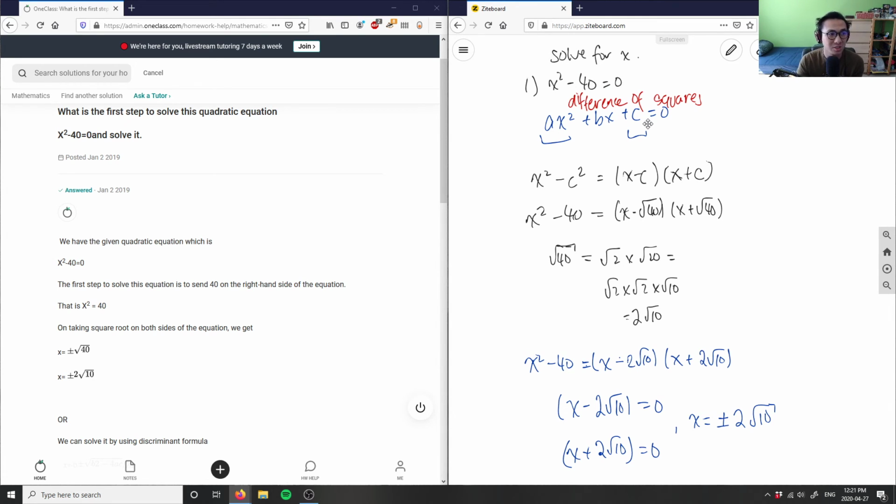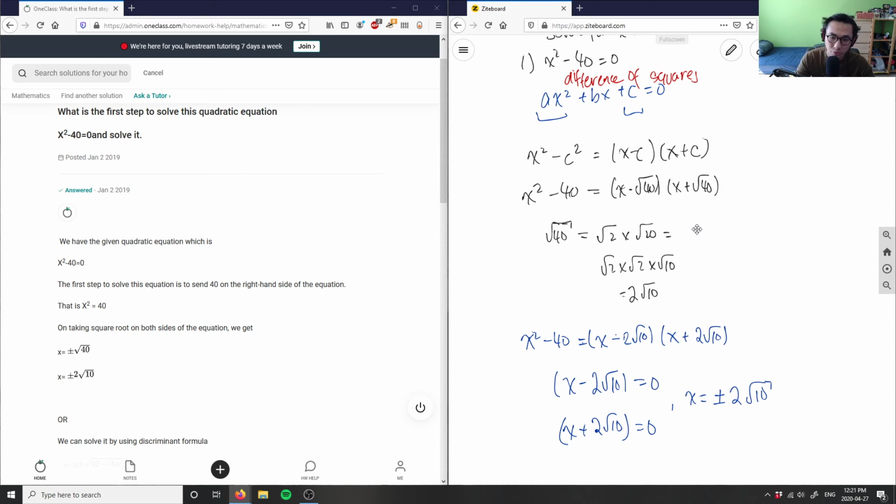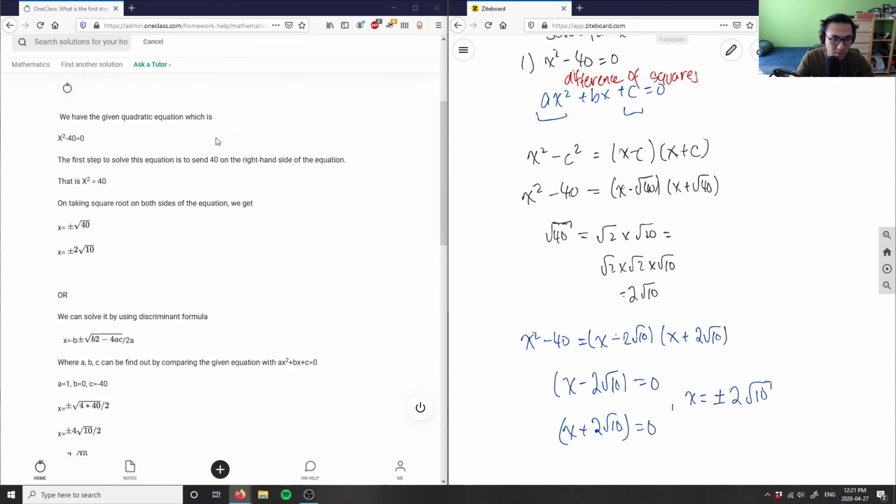I'm simply taking a difference of squares and solving this equation. I can basically think of a square root of x squared plus the square root of 40 here, which means it's x minus square root of 40 times x plus square root of 40. Then I simply simplify my radicals to get 2 root 10, so it's x minus 2 root 10 times x plus 2 root 10. So this solution again is correct.